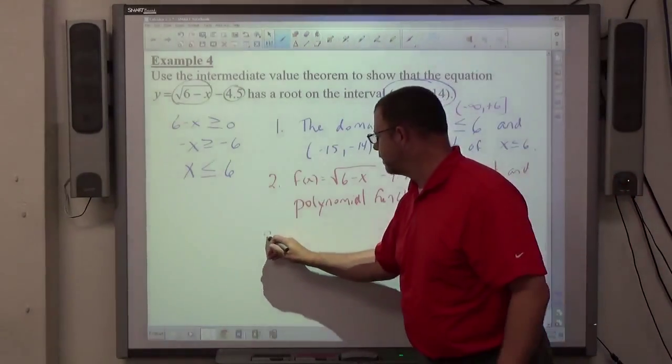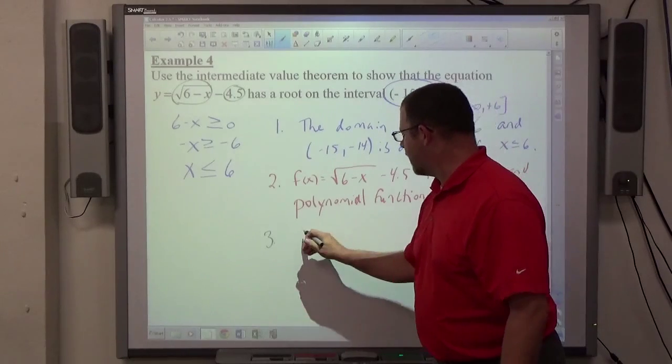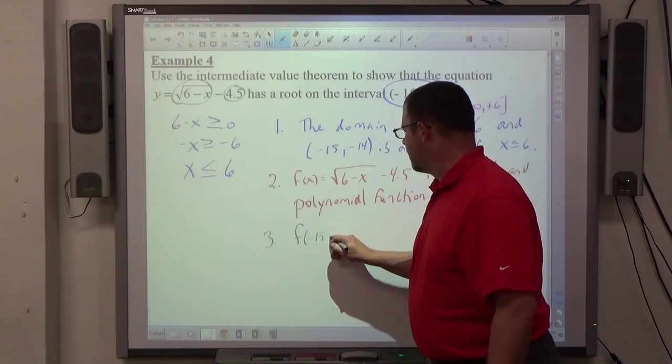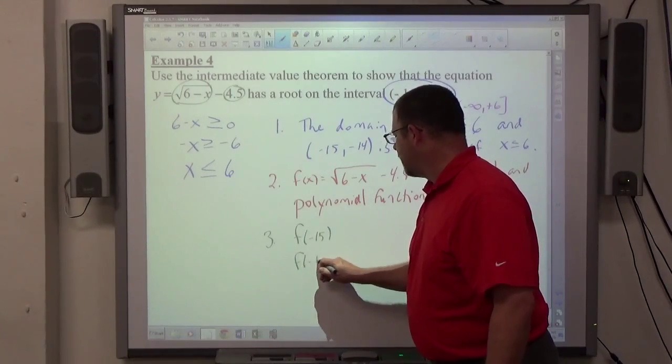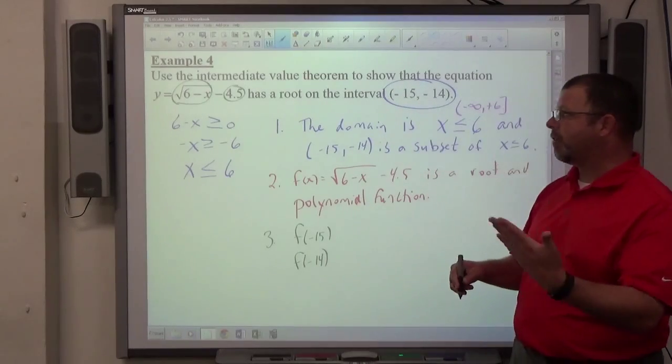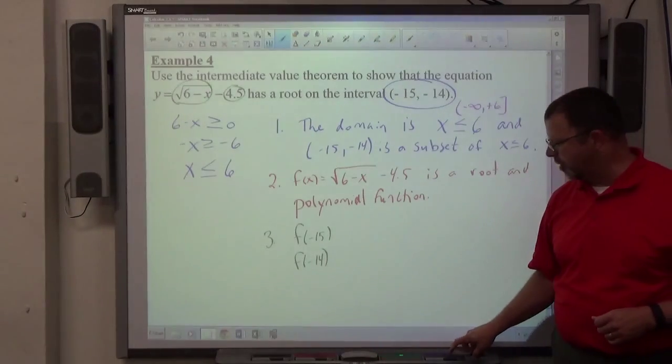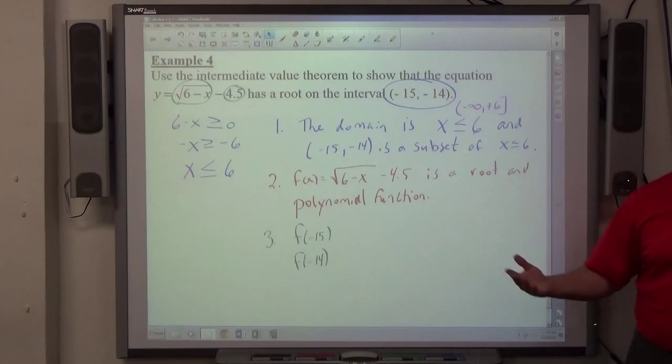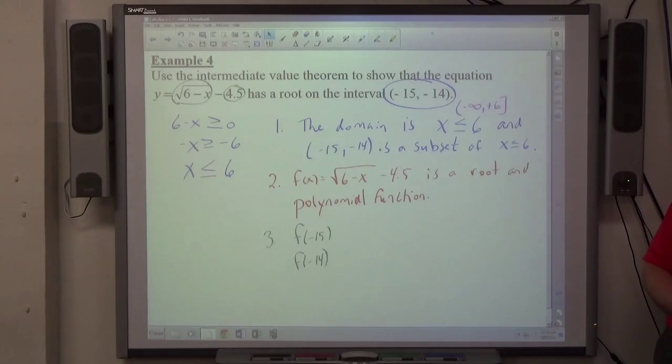Step 3. I want to evaluate f of negative 15 and f of negative 14. Now you can see that this will be a little bit more involved than the last one, because cubing 1 and negative 2 is easy. Taking the square root of 21 and 20 is not going to be as easy, right?